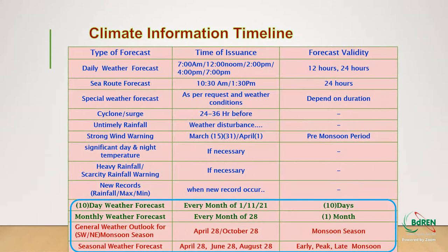Firstly, in this slide, our DMH issues forecasts like this. But I would like to highlight the last part, mainly the 10-day forecast and the seasonal forecast for the southwest and northeast monsoon season.